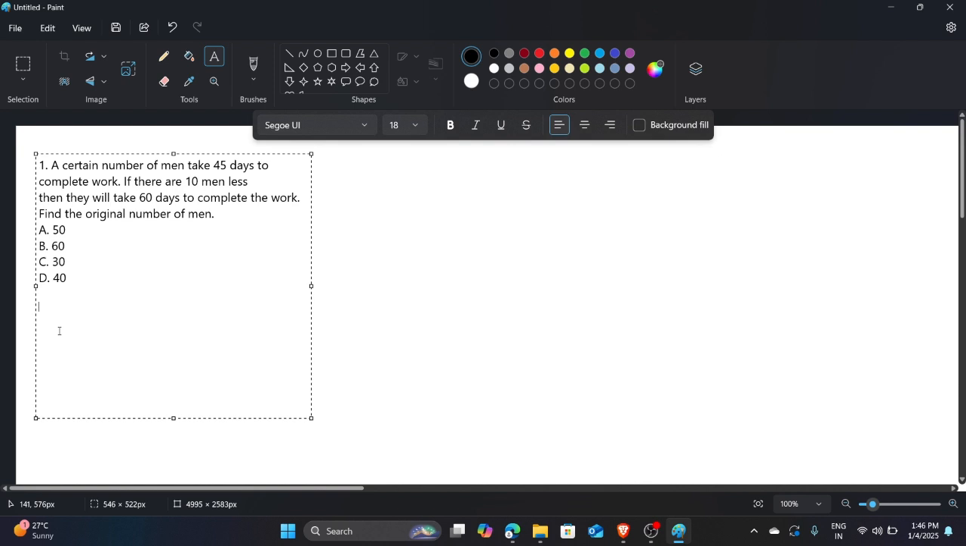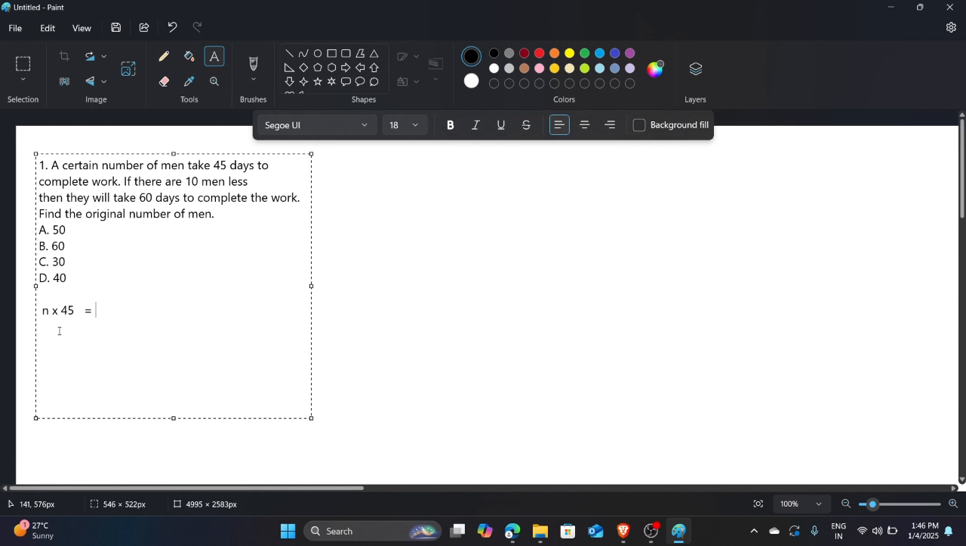A certain number of men take 45 days to complete a work. If there are 10 men less, then they will take 60 days to complete the work. Find the original number of men. Okay. So, a certain number of men take 45 days to complete the work, so we consider them as n. Now, they take 45 days to complete the work.